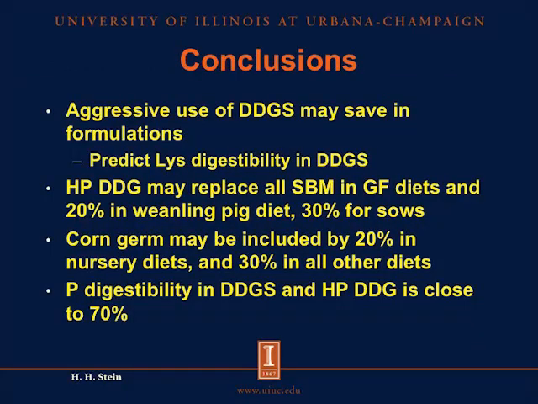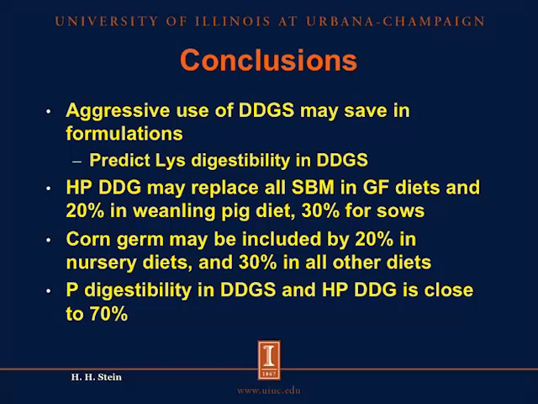So in conclusion, we have seen that DDGS may be included in diets fed to pigs at relatively high concentrations, and by using DDGS at relatively high concentrations, most producers can save on diet formulations. However, it is important that we know the lysine digestibility in DDGS so we can predict the digestibility in the diet, and therefore can formulate a diet that contains enough lysine to meet the requirement of the pigs.